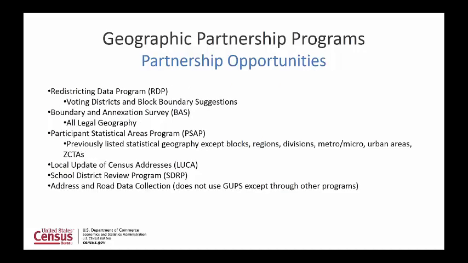Okay. So the bullets here, the first 5 anyway, are our main geographic partnership programs. We talked about these and which geographies we update in each of them. I work a lot on the redistricting data program where we're collecting voting districts, and we have already completed collecting block boundary suggestions. So the states can actually flag different linear features in our database and say, we want you to make this a block boundary, even if it's not a boundary for an entity, which would automatically make it a block boundary.